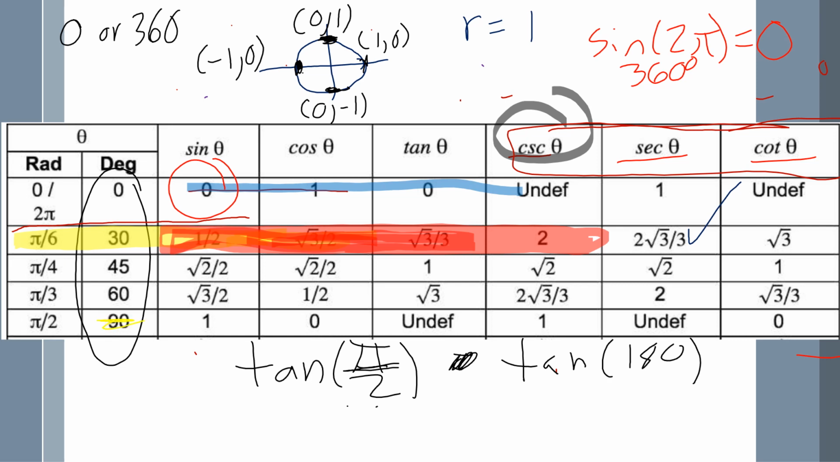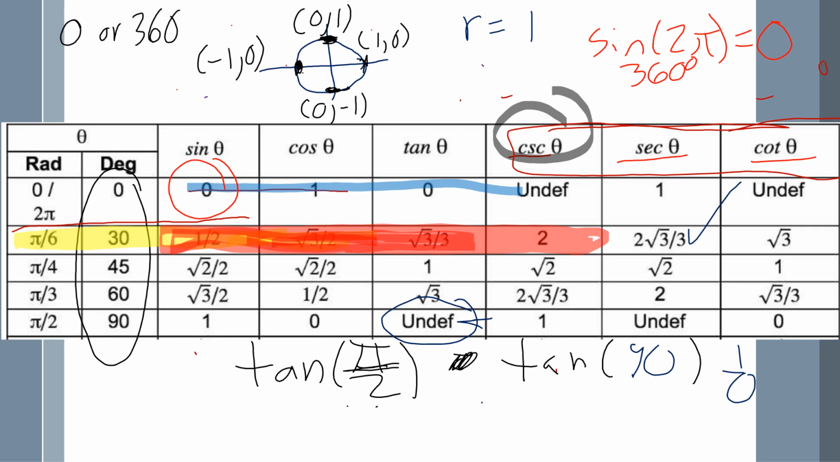I'm going to erase this right here. So we know that it's tangent of 90. So when it's tangent of 90, I know it's going to be undefined. Why is that? Because tangent is sine over cosine. So remember, tangent is sine over cosine. So 1 divided by 0 is undefined.